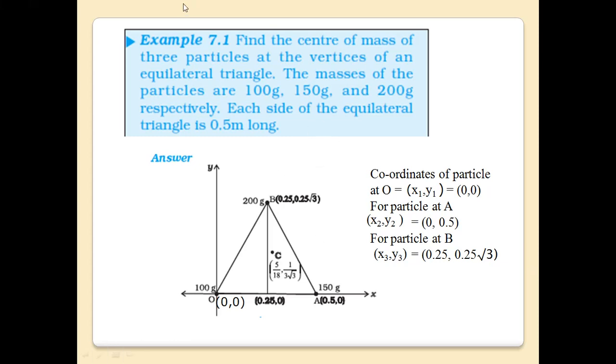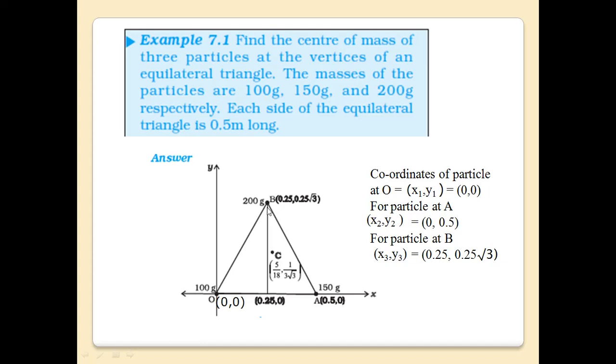Okay, let us observe the diagrammatic representation of the problem here. We have 3 particles of masses m1, m2 and m3. The coordinates of m1 at the point O is 0, 0. It is placed at the origin. We have the second particle at A and its coordinates are 0.5, 0. 0.5 is the x coordinate. So you can see on the x-axis from here to here it is 0.5. It is the side length of the equilateral triangle. And since it is on the x-axis, the y coordinate is 0.